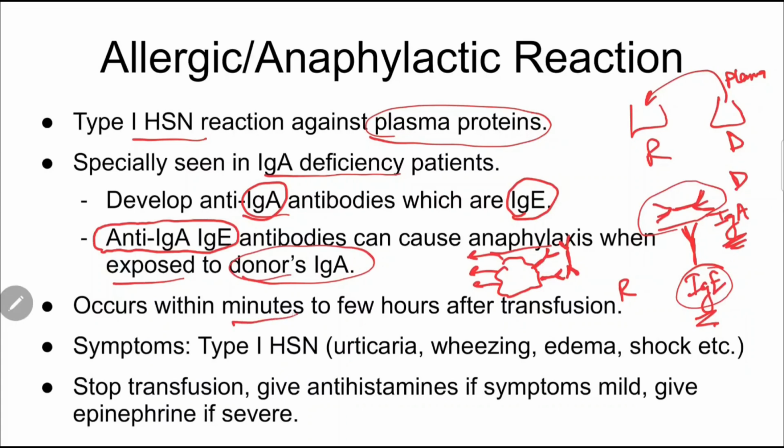This occurs within minutes to a few hours after transfusion, because it's a very acute reaction. The symptoms are the same as type 1 hypersensitivity, such as urticaria, wheezing, edema, shock, bronchospasm, all of those. The treatment is to stop the transfusion immediately. Then because it's a histamine mediated reaction, you give antihistamines if the symptoms are mild, and you give epinephrine if the symptoms are severe.